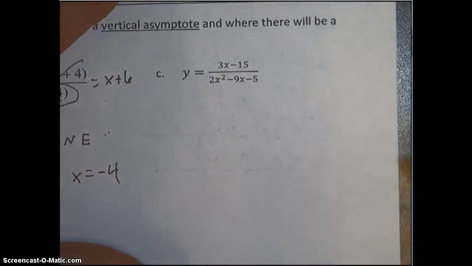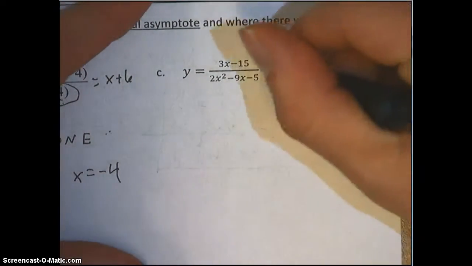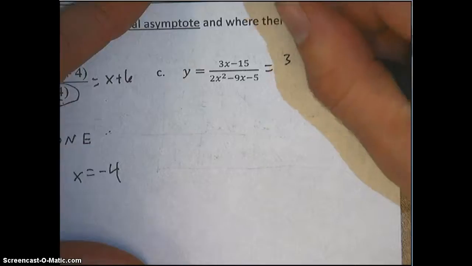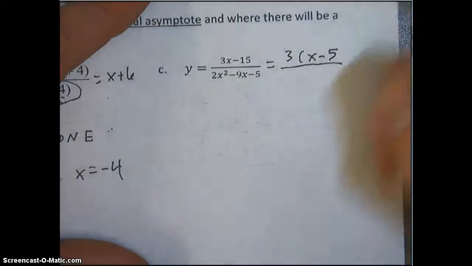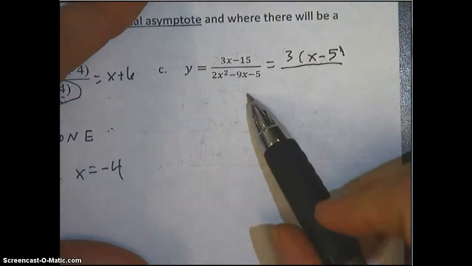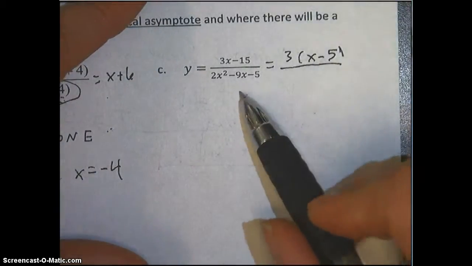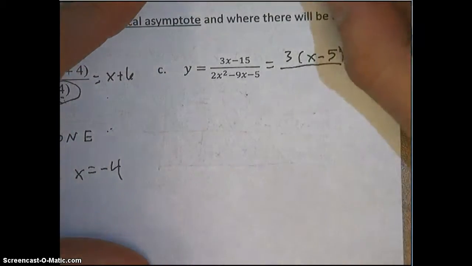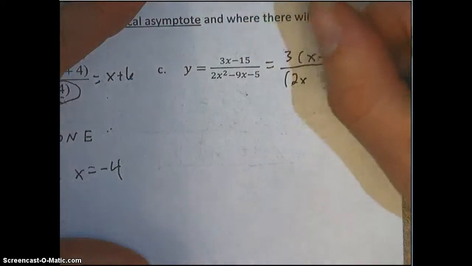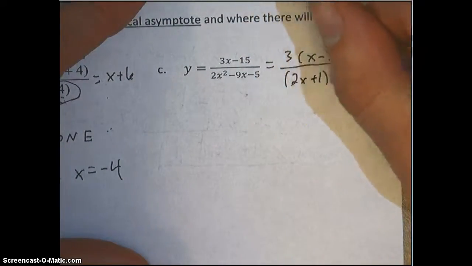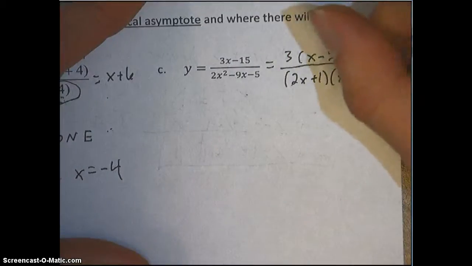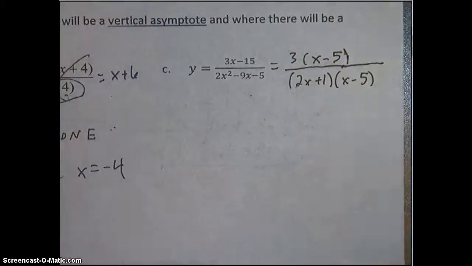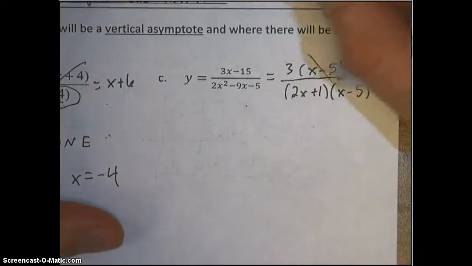And when you can, you should start by factoring. So on top, I'm going to take out the greatest common factor of a 3, and be left with x minus 5. And then we need to factor this guy, and that's just 2x plus 1 times x minus 5. And from this point, we can see that we can cancel out these x minus 5s.